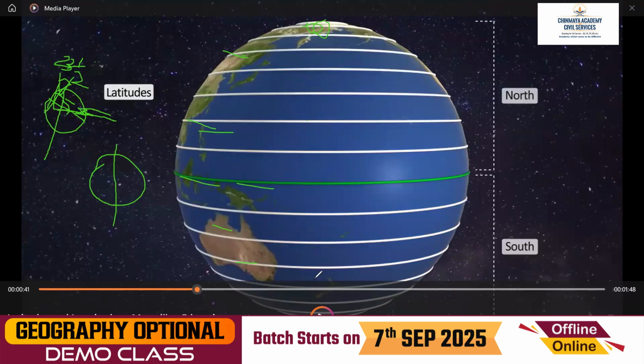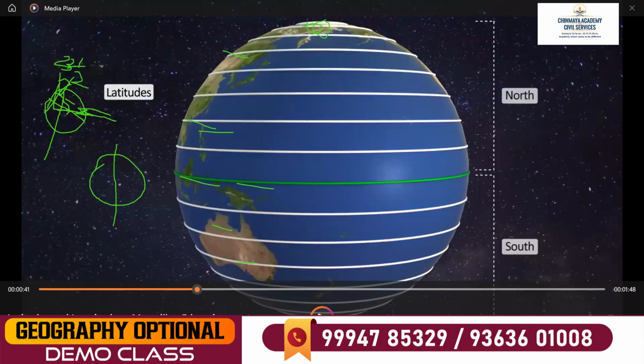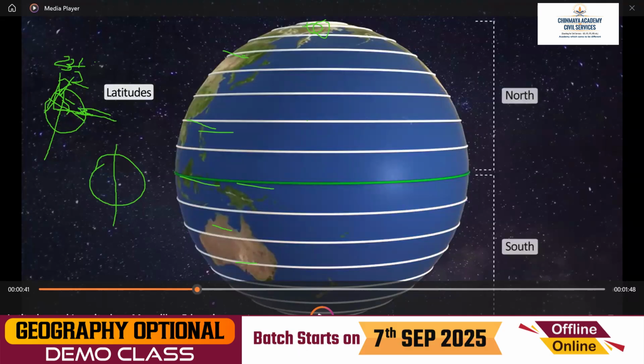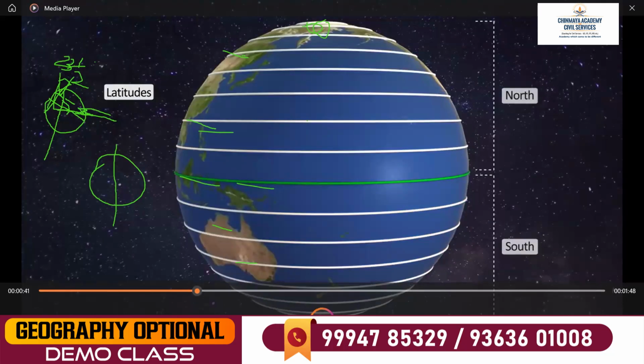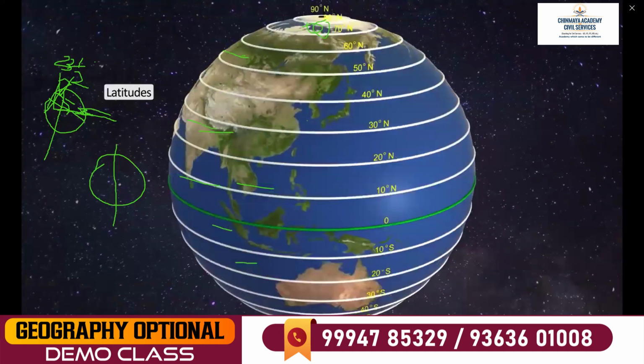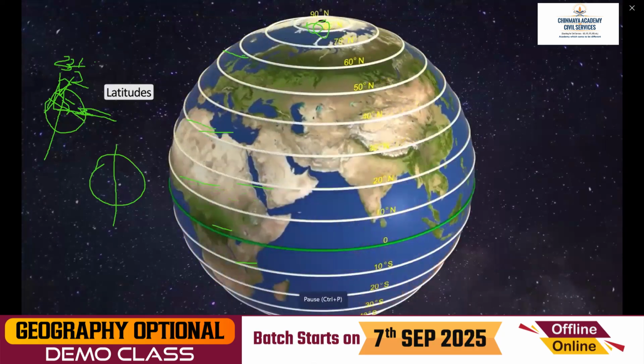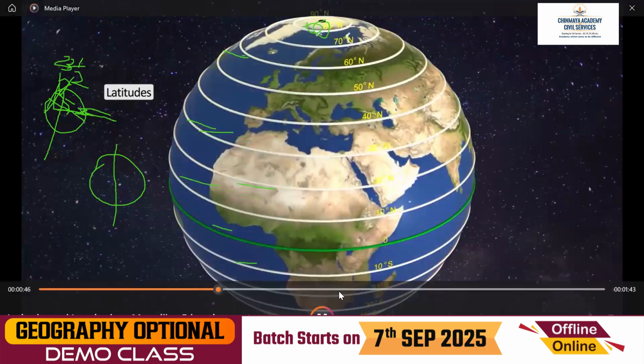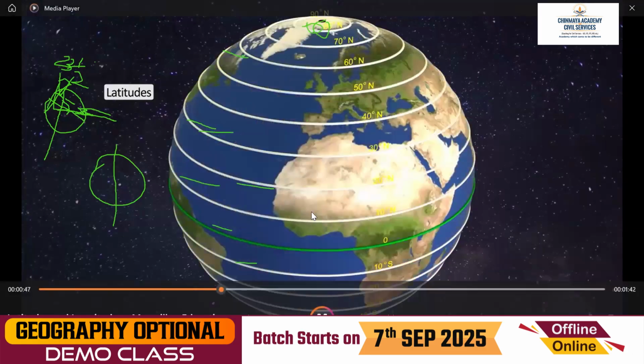So here you understand what latitude is and what longitude is. That is enough. Next. Latitude is measured from 0 degrees to 90 degrees in both hemispheres. How 0 to 90 degrees?